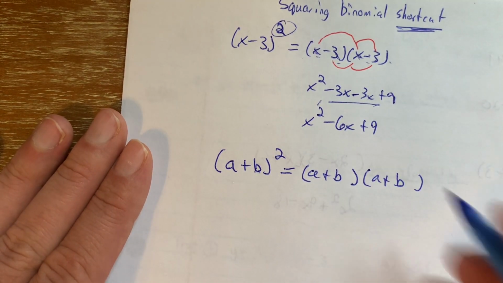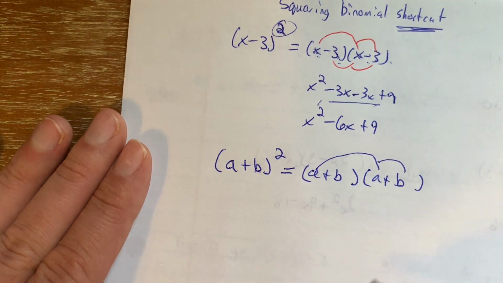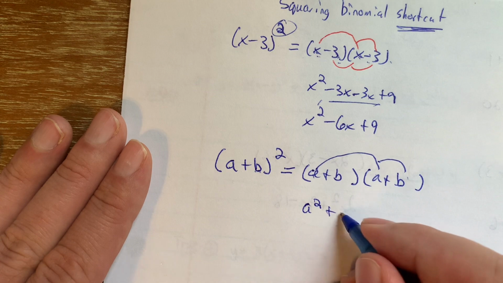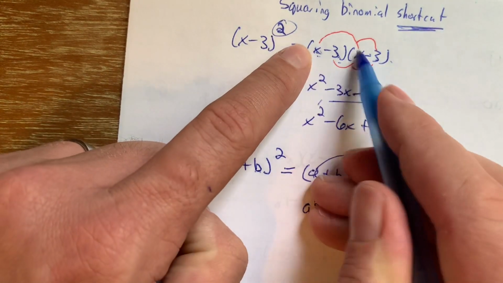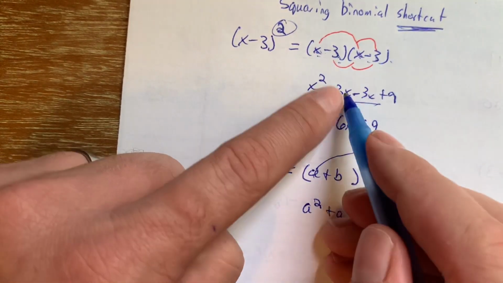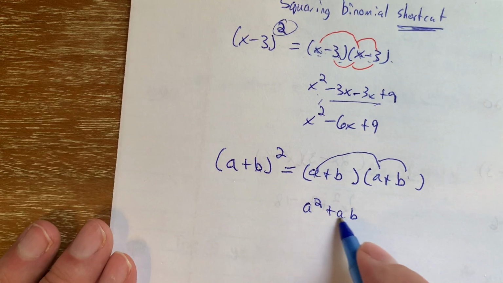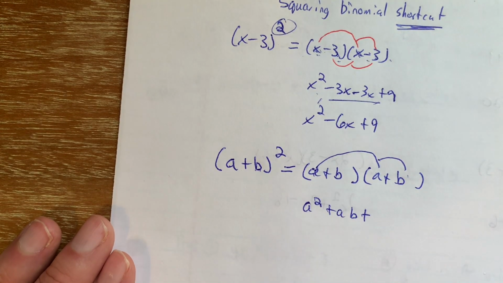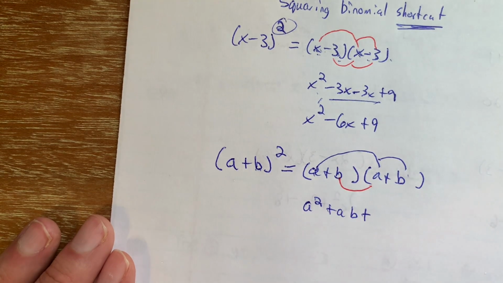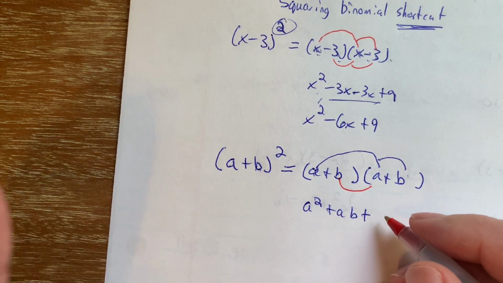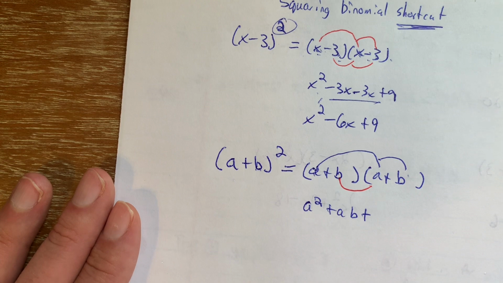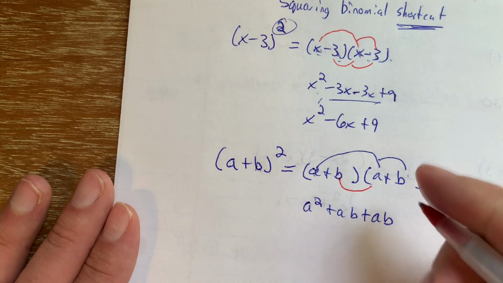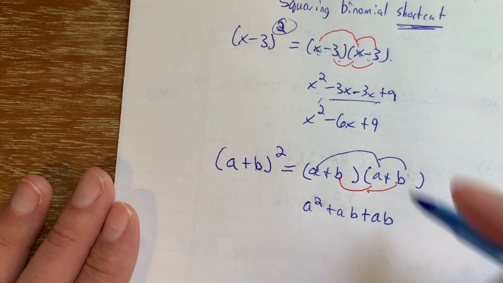And when we multiply it out, a will always distribute. A times a will be a squared. A times b will be ab. And we saw that above. We saw x times x was x squared. X times negative 3 was negative 3x. ab means this one times this one. Plus, now the b is going to distribute. B times a is ba, but we can also switch it around to be ab. And b times b is going to be b squared.